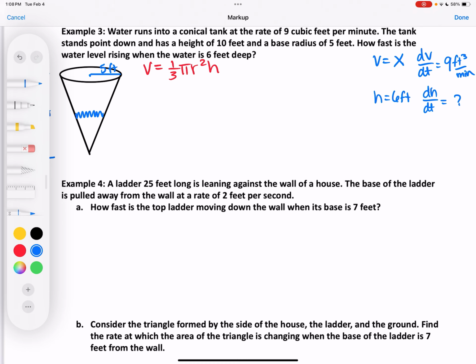Oof. But I don't know that. I don't know that either. So a really common mistake is people write down the radius is 5. It's 5 at the base, but that's not what I'm actually dealing with. I want it when the water is 6 feet deep. That's specifically what I care about. So I'm going to be looking at this area in here.